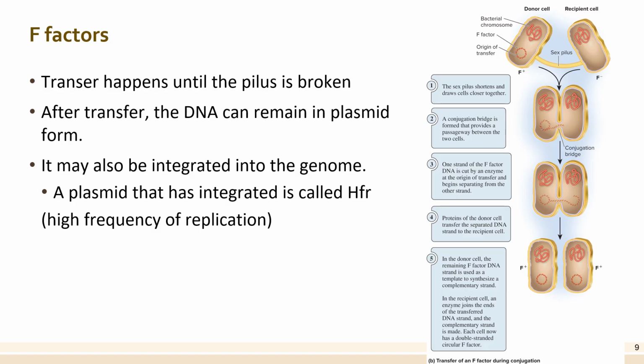This means that that fertility factor is going to be replicated every single time the cell divides. And it's going to be passed on to the next generation of cell when the cell divides. So it can be passed on in two ways. It can be passed on horizontally and vertically.